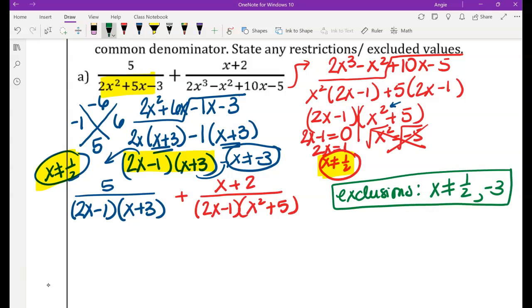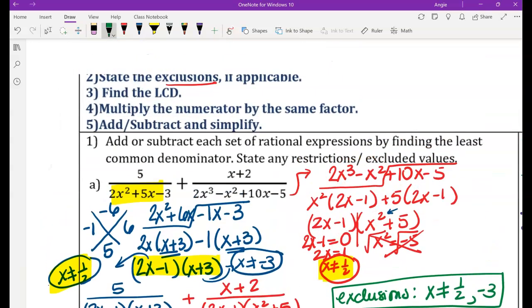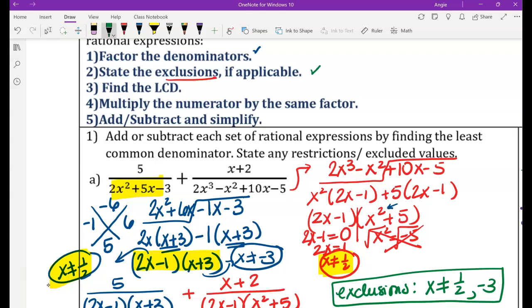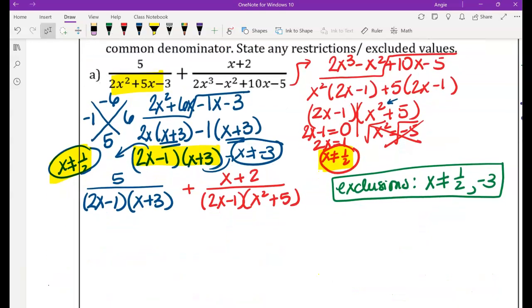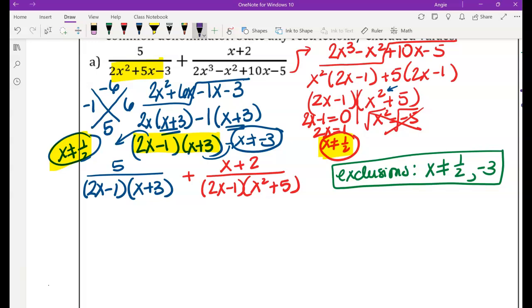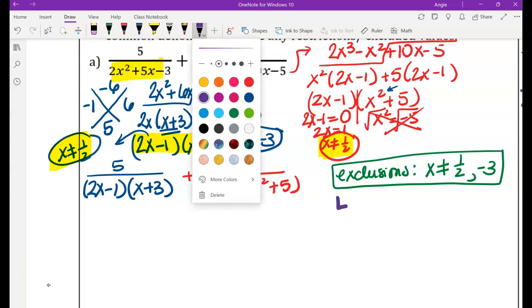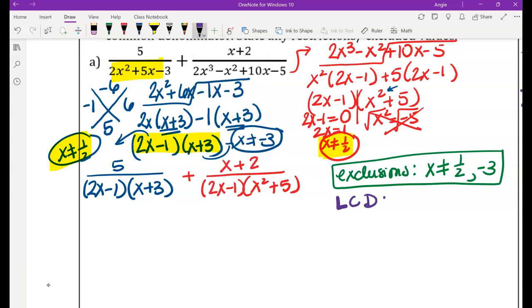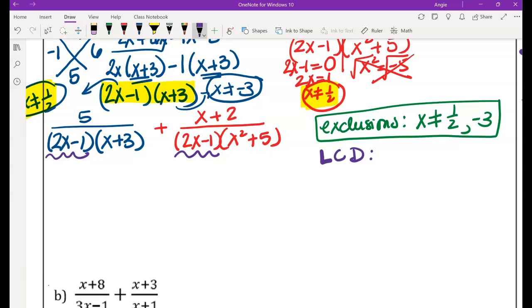Okay, now let's go and do the next step. Exclusion checked. Find the lowest common denominator. So I'm going to write LCD first on the side. Ooh, this pen is way too thick here. LCD. So let's compare. x minus 1, x minus 1. Each denominator only has one of those, so we don't need to take both. If it only has one, we just take one of those, okay?